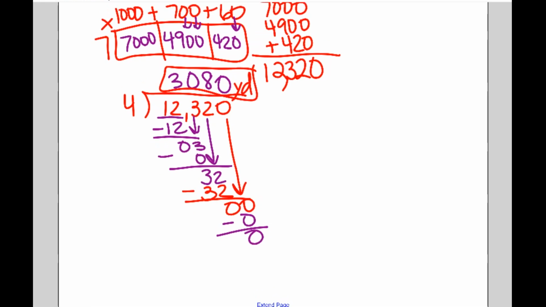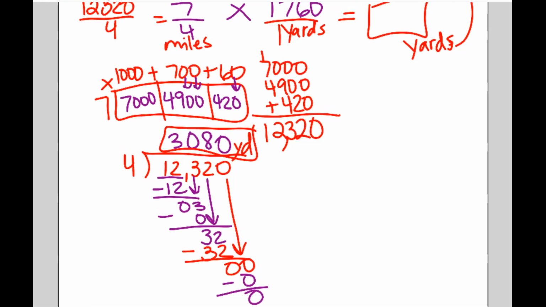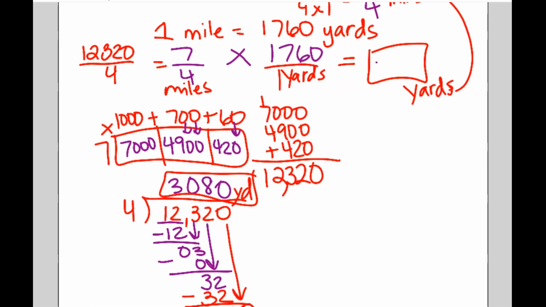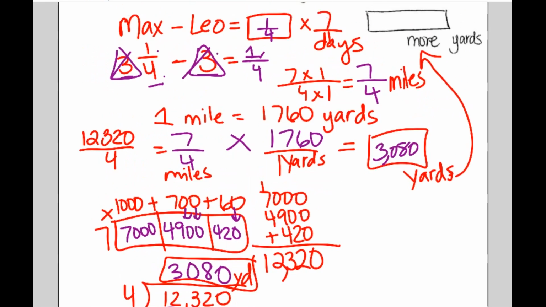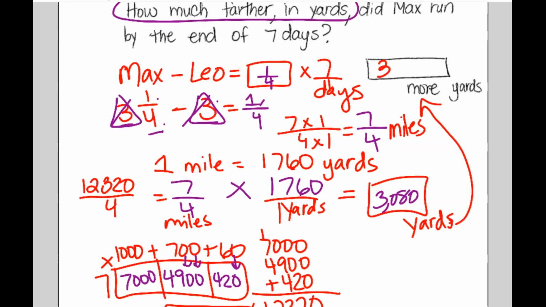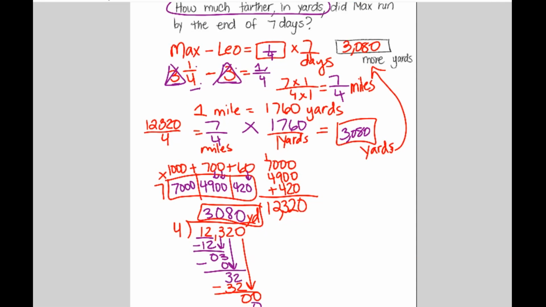Let's go back up. How many yards is that? 3,080 yards. That's how many more yards that Max ran than Leo. So all of these steps got us there. Let me write this in, and then I'll zoom out a little bit to make it easier to see. All right, use these notes for your questions today.